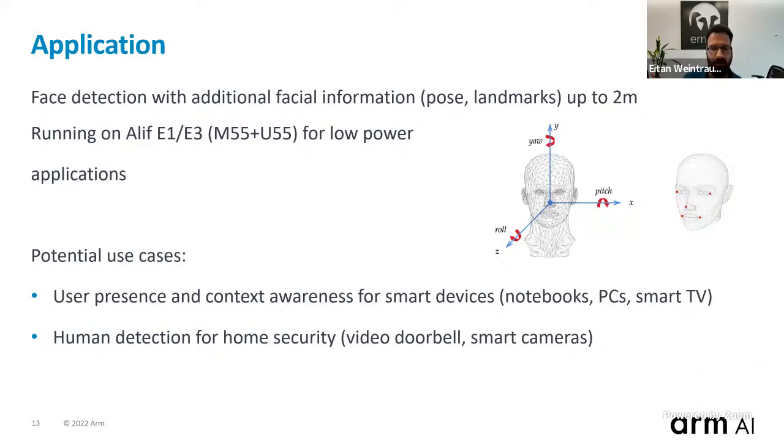Those facial landmarks enable us to have a better understanding about the detected face. For example, it can be a first stage before face recognition for alignment. If you know the eyes, you can know where the ears are, so you can use it for audio beaming, or the distance between the eyes to estimate the distance of the detected face from the camera. So there are also other potential use cases like user presence and contact awareness for smart devices, and also human detection for home security, doorbells, smart TVs, smart cameras, and the like. But we just want to focus on one application.